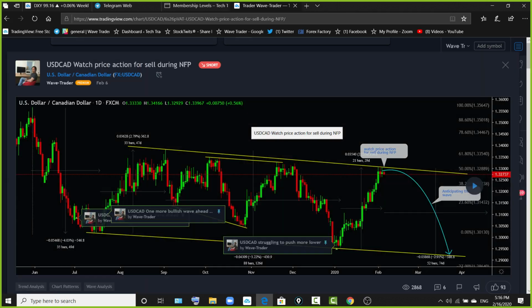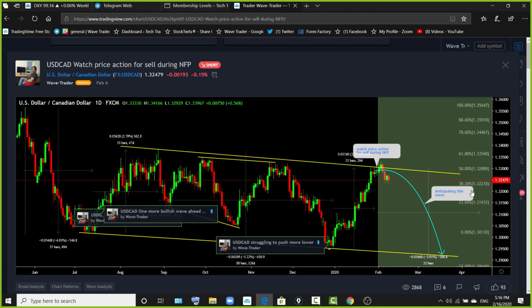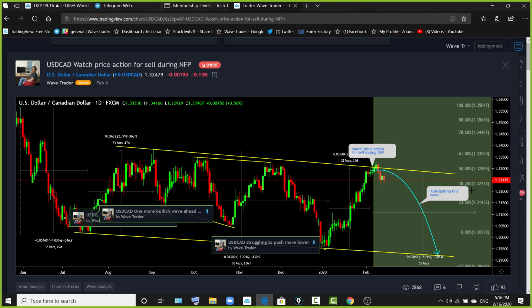Dollar cad is also pushing lower from that top. Last week we were expecting price action to happen. It happened, and it's going lower. Not so aggressively, it's going down slowly, correctively, but you can say it's better than nothing. Last week you hadn't got anything there.